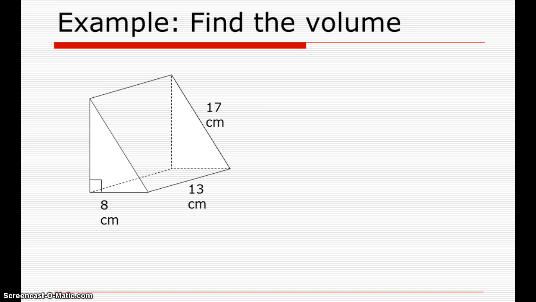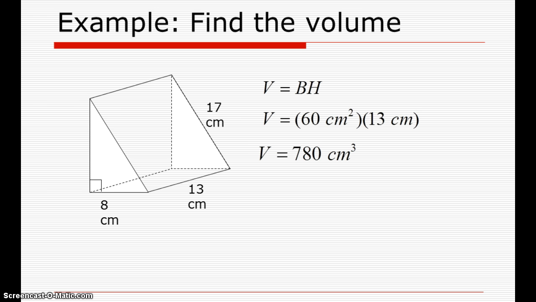So what I'm going to do is take that area and multiply it by the perpendicular height between them, 13 centimeters deep, and I will get 780 cubic centimeters. Remember, those are teeny tiny centimeters that are going to fill up that shape. Now, since we are multiplying centimeters times centimeters times centimeters, we're going to get centimeters cubed. And that makes sense because this is a three-dimensional shape and we're fitting three-dimensional cubic units inside.